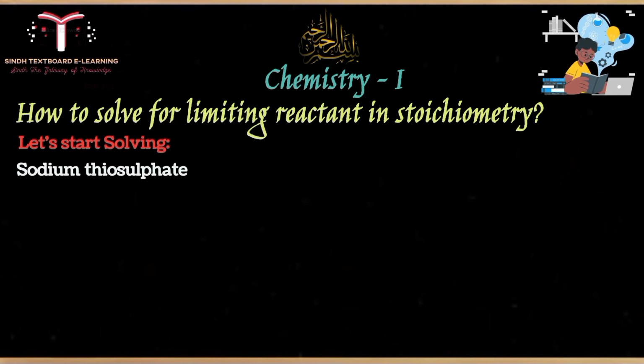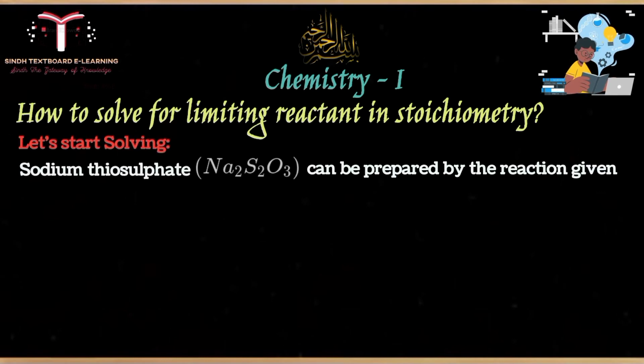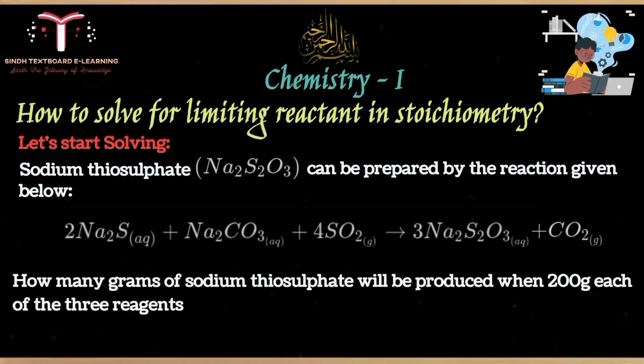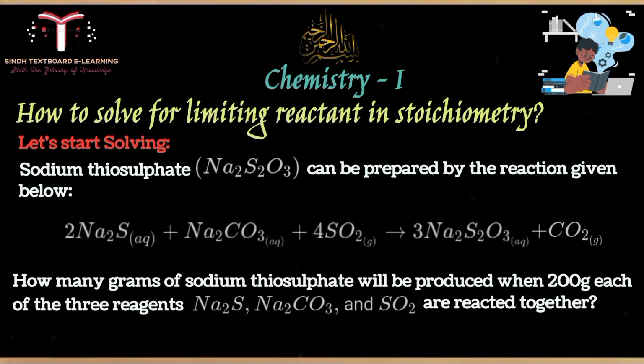Let's start solving. Sodium thiosulfate Na2S2O3 can be prepared by the reaction given below: 2Na2S plus Na2CO3 plus 4SO2 react and form 3Na2S2O3 plus CO2. How many grams of sodium thiosulfate will be produced when 200 gram each of the three reagents Na2S, Na2CO3 and SO2 are reacted together?